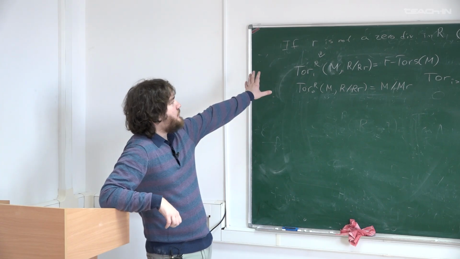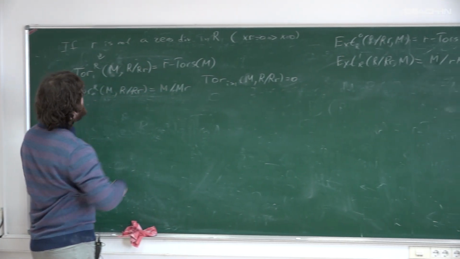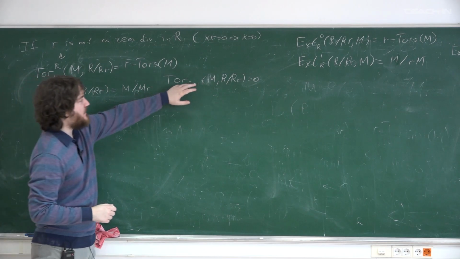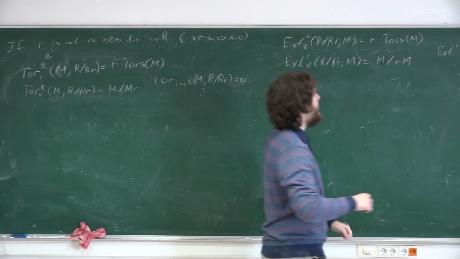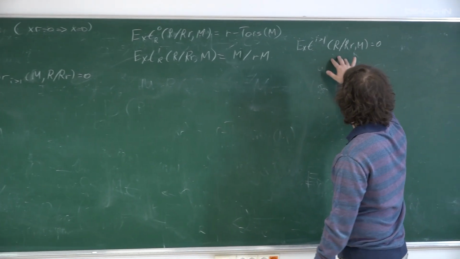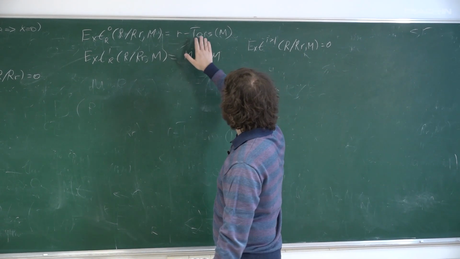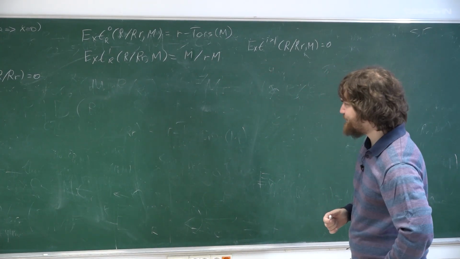Okay, we prove something like this. If r is not a zero divisor in R, then for any module M, higher Tor from M to R modulo r is 0. The first Tor is r-torsion, the zero Tor is M modulo Mr. And for Ext, the same thing. Higher Ext are 0 from R modulo r to something. The zero Ext is r-torsion, and the first Ext is M modulo r.